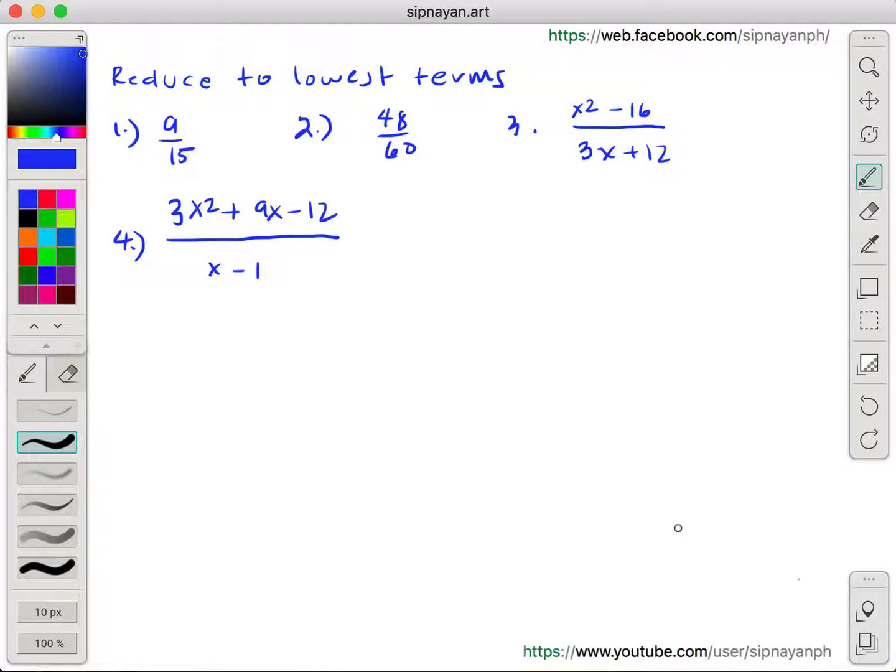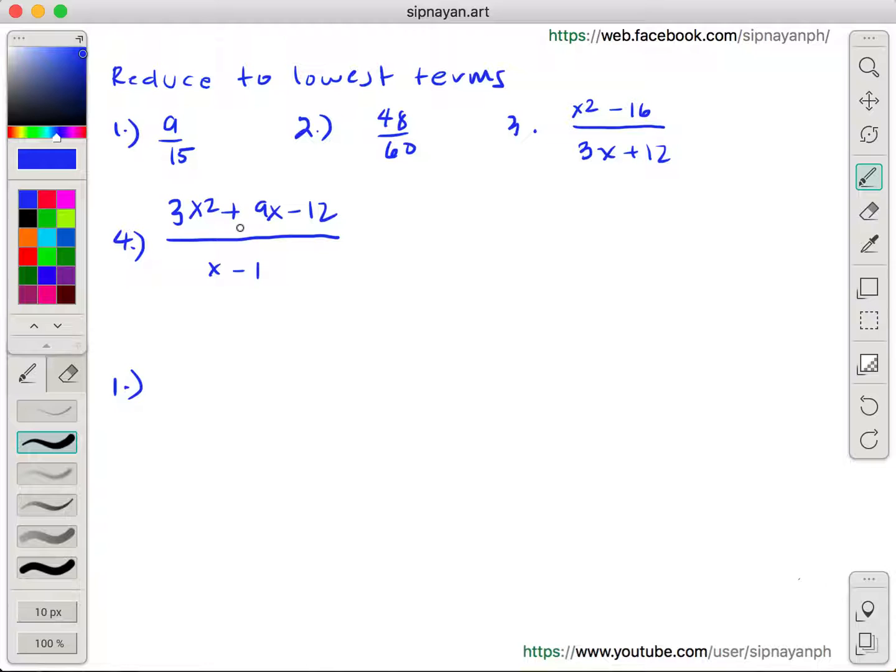So sa previous video, ang ginawa natin ay pinag-aralan natin kung ano ba yung ibig sabihin ng reducing to lowest terms. Ang gagawin natin in this video ay mag-solve ng mga sample exercises on reducing rational numbers and rational fractions or rational expressions to lowest terms. So let's start with number 1, 9/15.